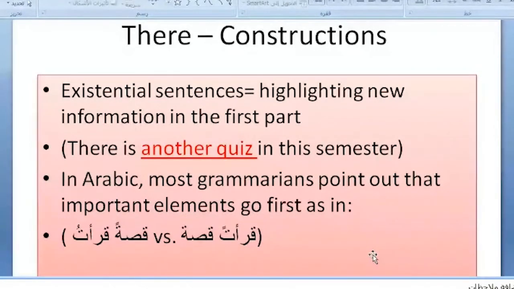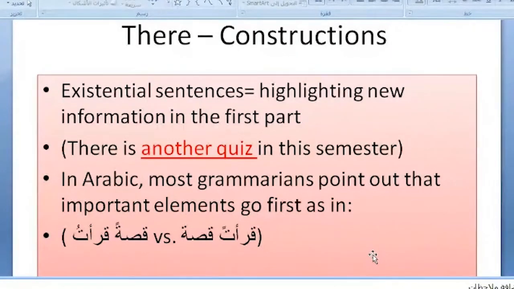What is the fronted element? It is another quiz. Why do we use it after there is? Because we want to emphasize it. Because it is new information. Now, in Arabic, most grammarians, معظم النحويون, point out that important elements go first. They mean they start with them.